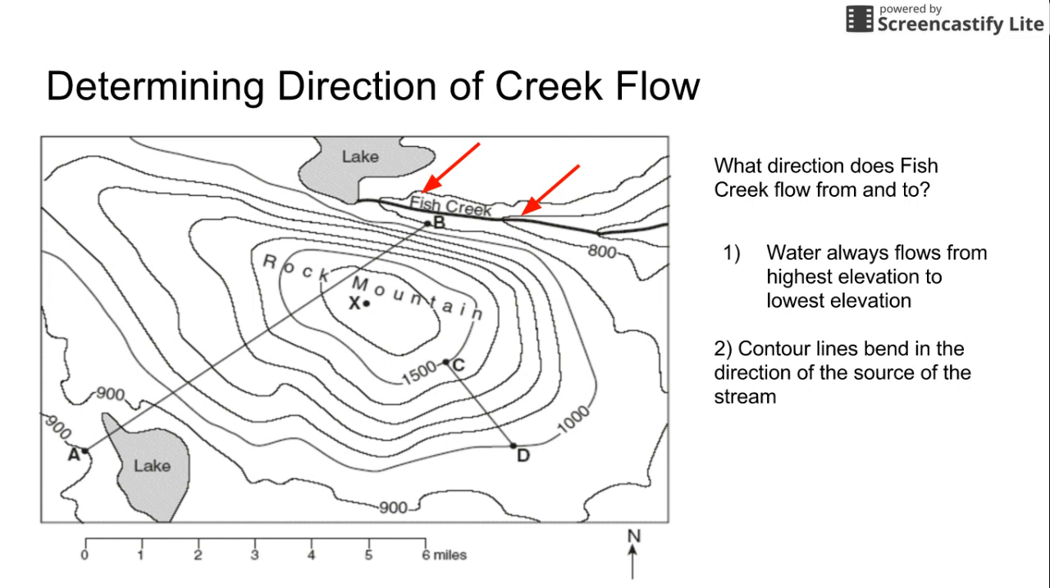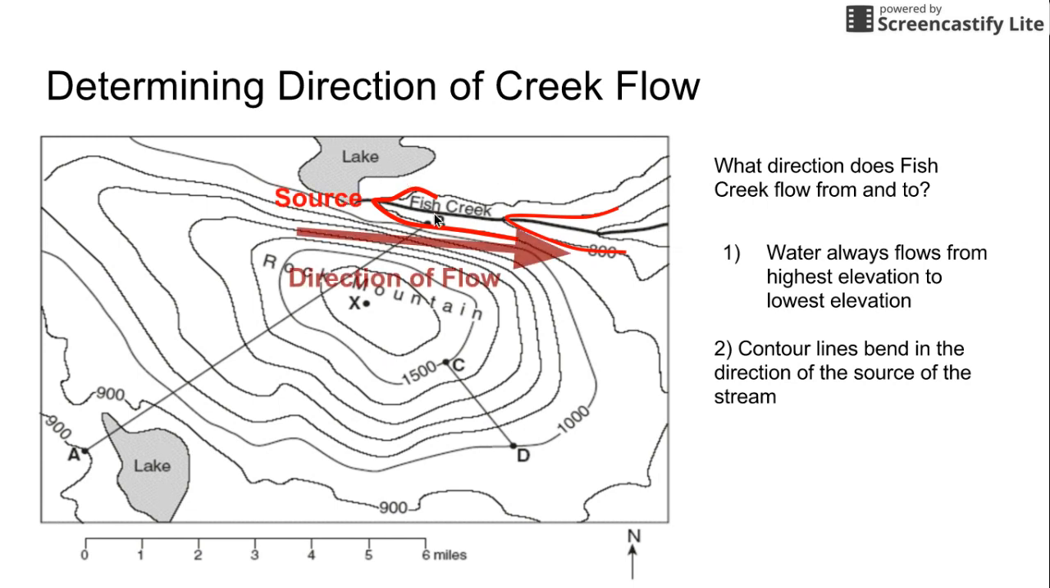The second way we can determine the direction of flow is to look at the bends of the contour lines themselves. Sometimes you won't see marked elevations on a map, so you need to figure out another way to determine the creek flow. If we look at the bends in the contour lines that Fish Creek crosses, they're going to point to the source of the creek. So we see a bend that's pointing this way, and we see another bend that's pointing this way. In fact, they're all going to point in the same direction, towards the source.